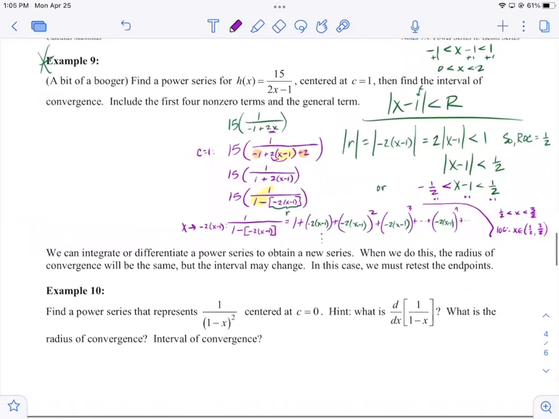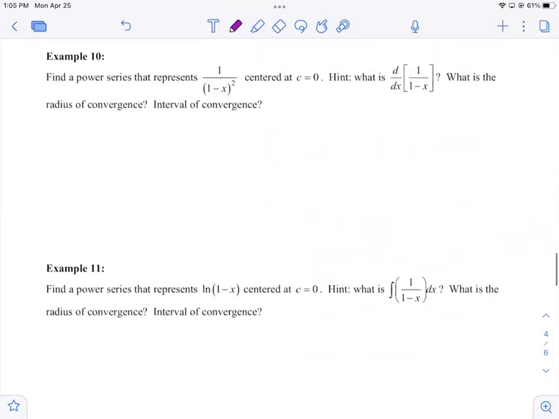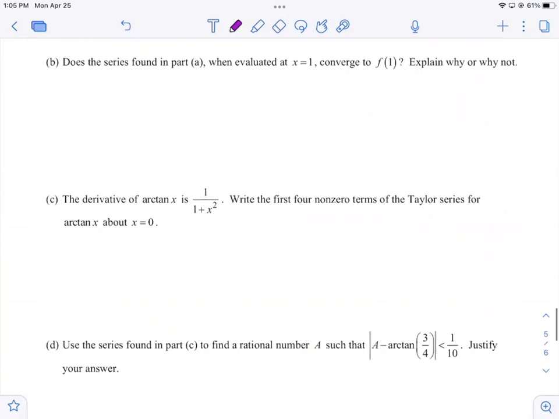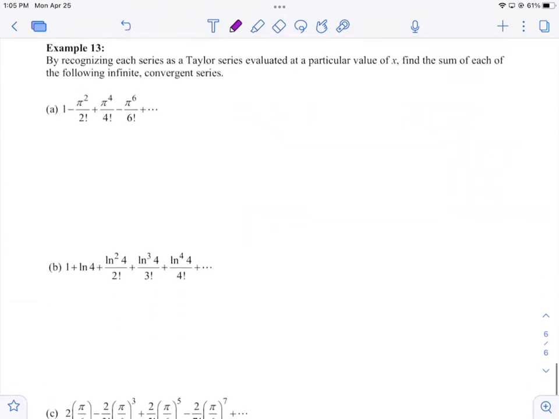Now we'll finish this on Wednesday. We got a couple things to do on 10 and 11 with integration and differentiation. We're going to work a practice AP question, and then we're going to look at evaluating power series at specific values of x. Okay.